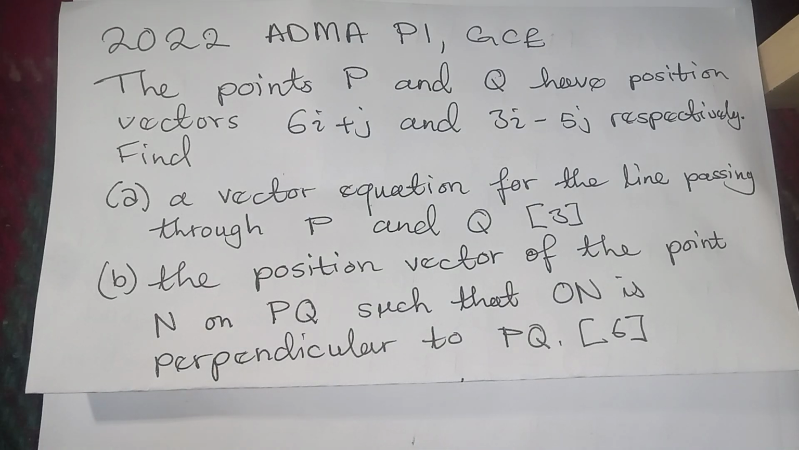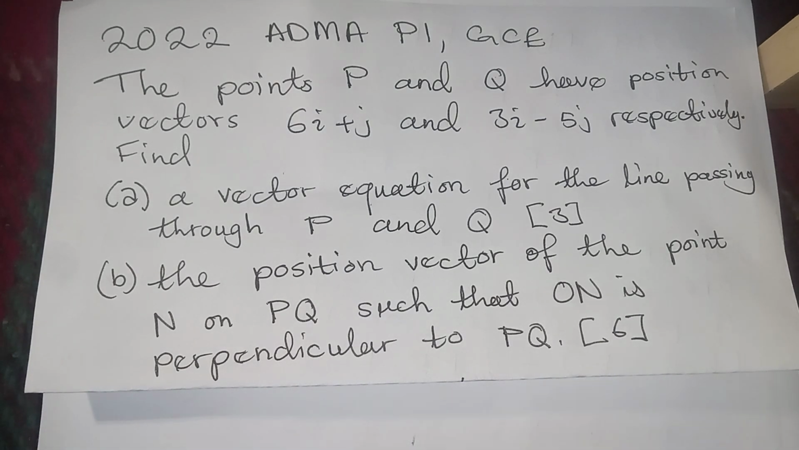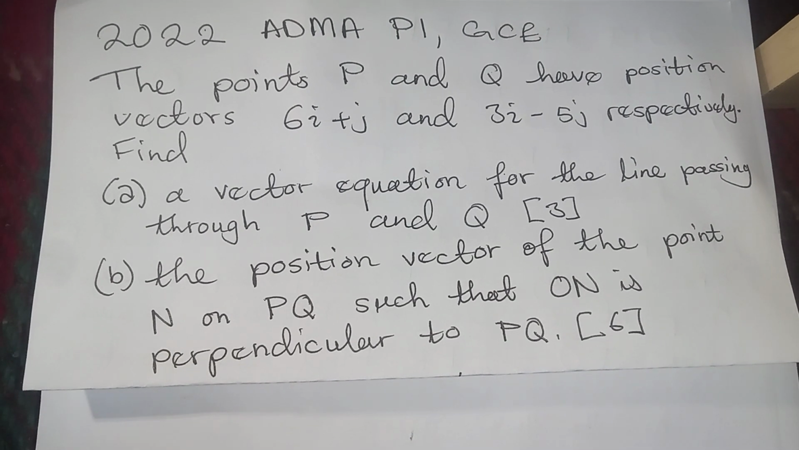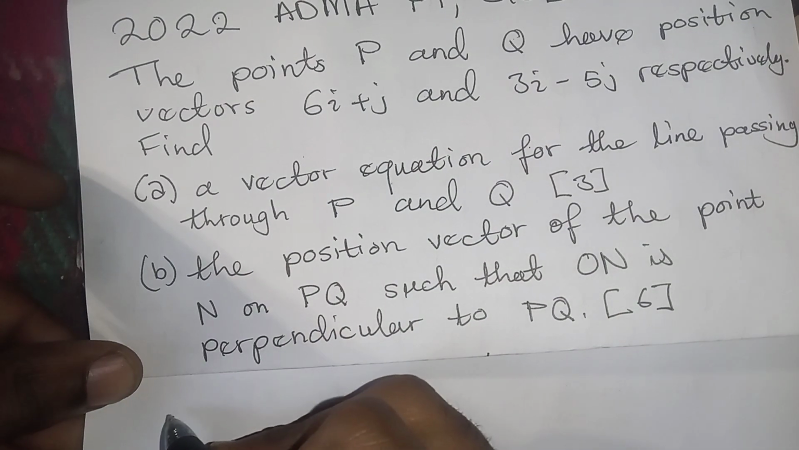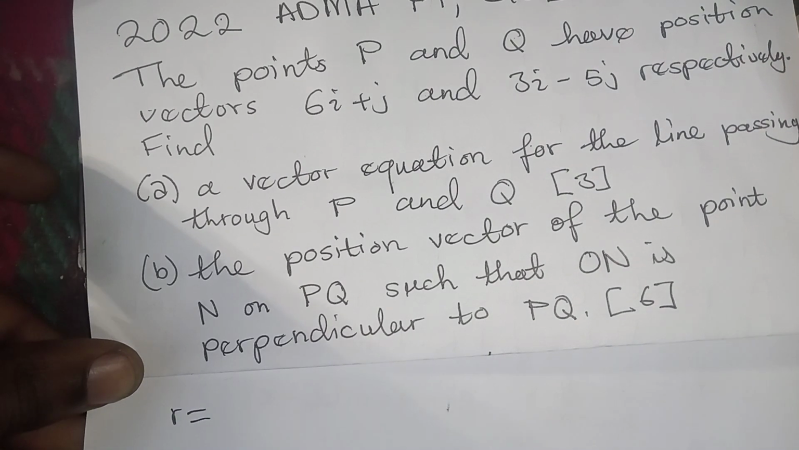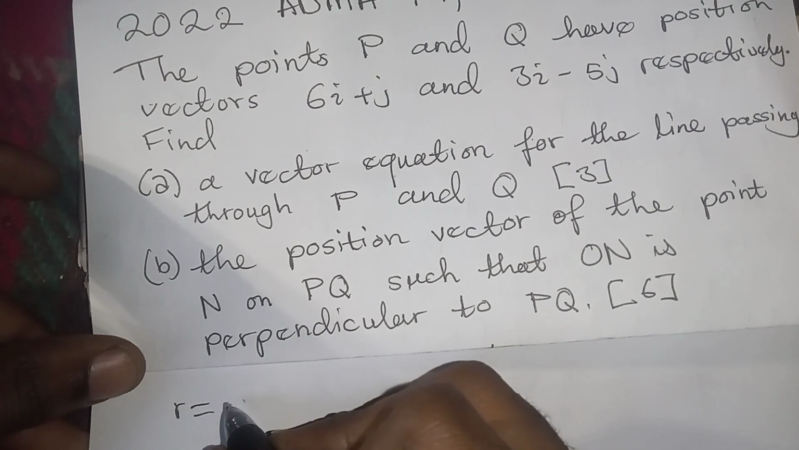So the points P and Q have position vectors 6i plus j and 3i minus 5j respectively. Find a vector equation for the line passing through P and Q. So this one had 3 marks. So this is easy. To find the vector equation, we normally use this formula.